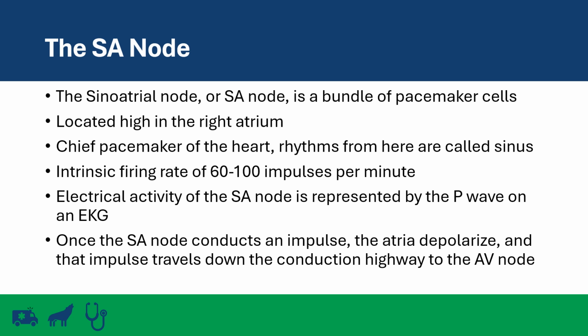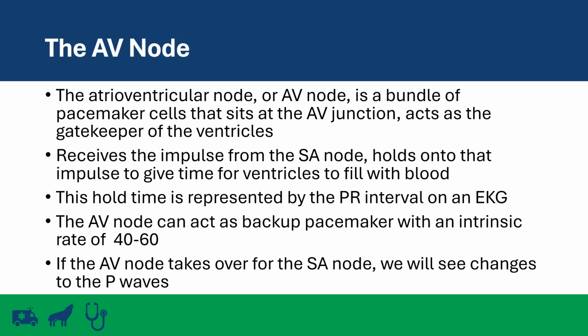Once that SA node conducts the impulse, those atria depolarize, and that impulse travels down the conduction highway, or down the wiring, to the AV node. The AV node, or atrioventricular node, is the next stop in the conduction system, and it is a bundle of pacemaker cells that sit at the AV junction between the atria and the ventricles. The AV node acts as the gatekeeper of the ventricles. It will receive that impulse from the SA node, and it'll hold on to it for a minute.